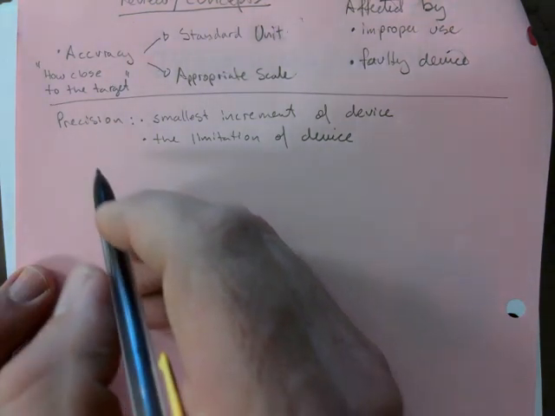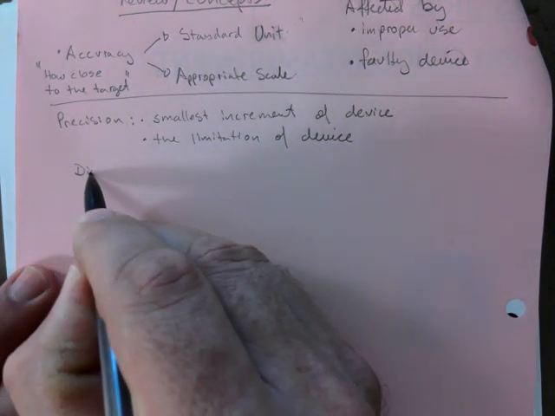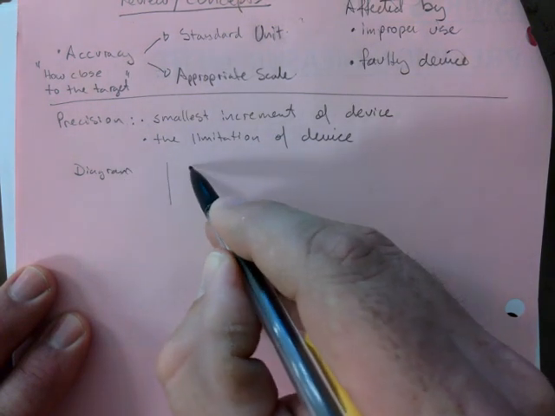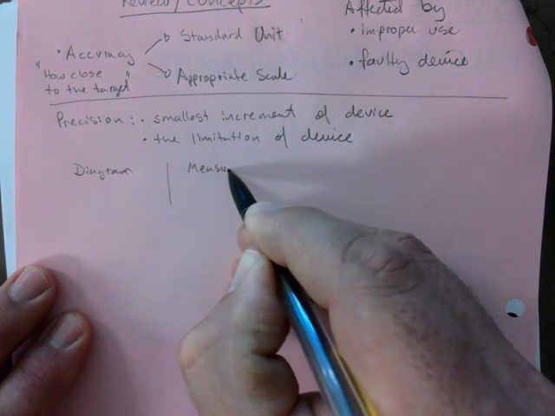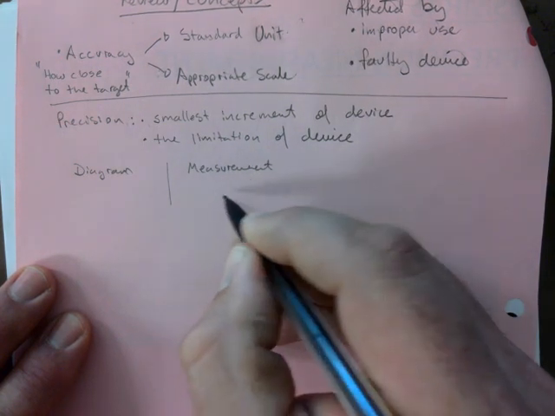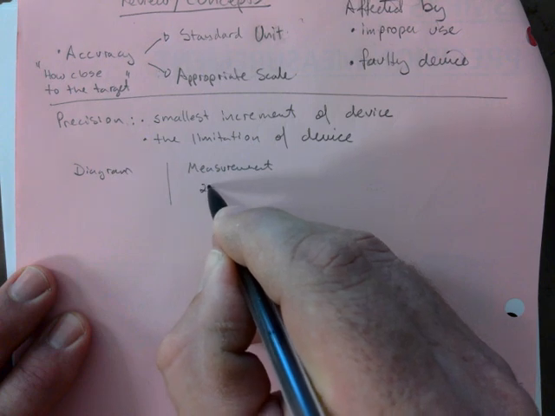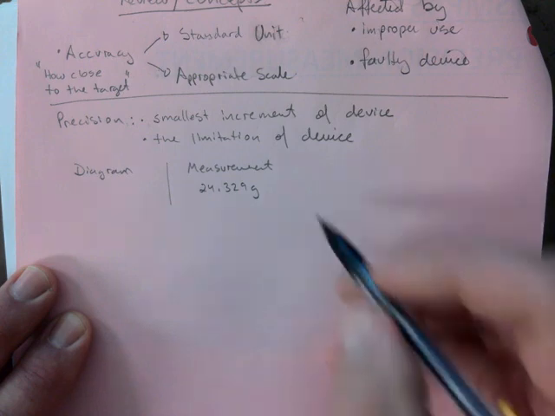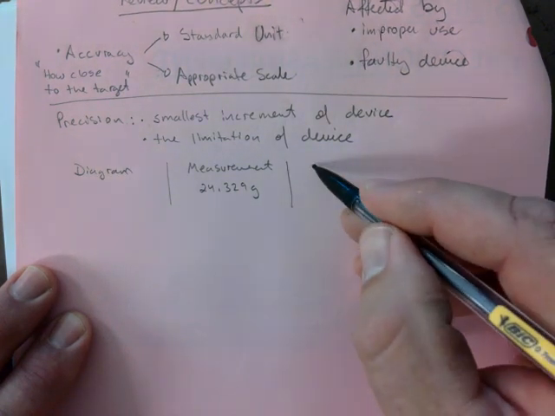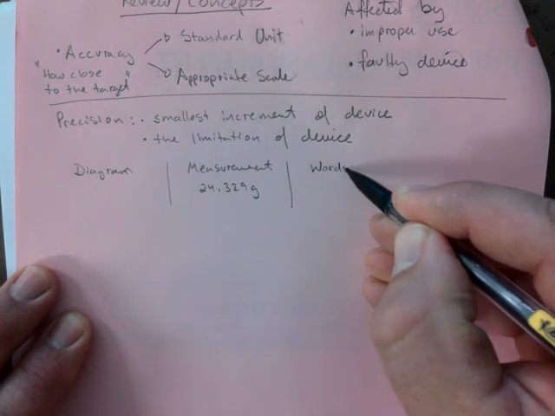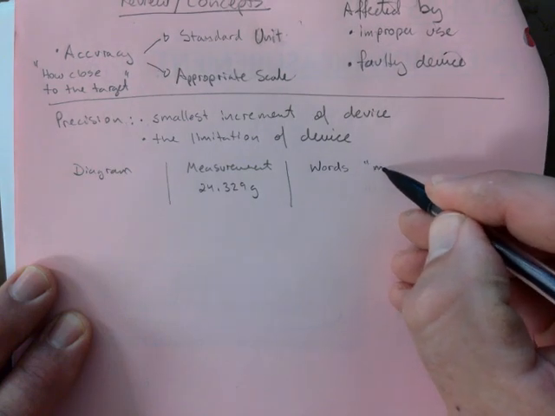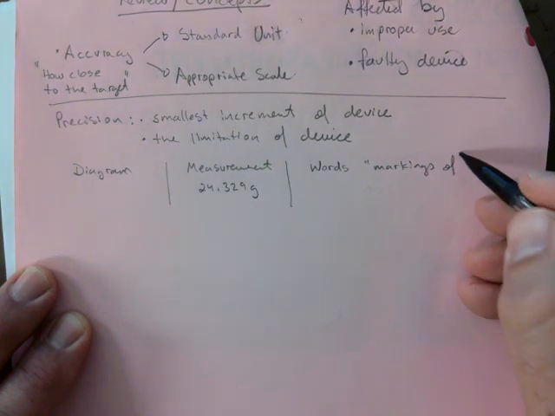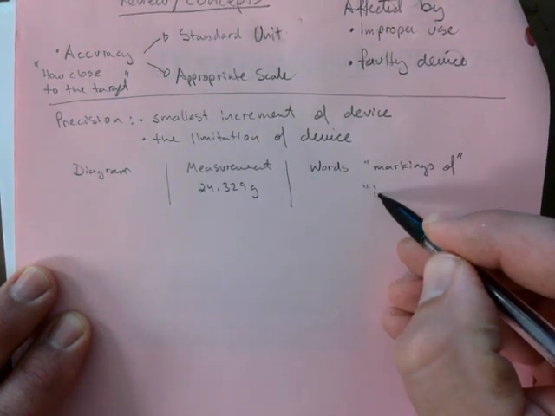Precision, and you can be given a diagram, a measurement, like actually 24.329 grams, or you can be given the precision in words: markings of increments of.